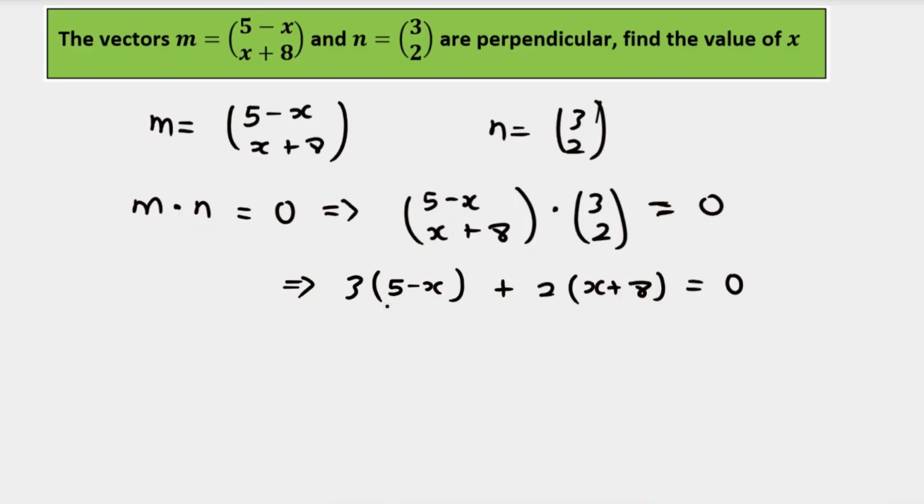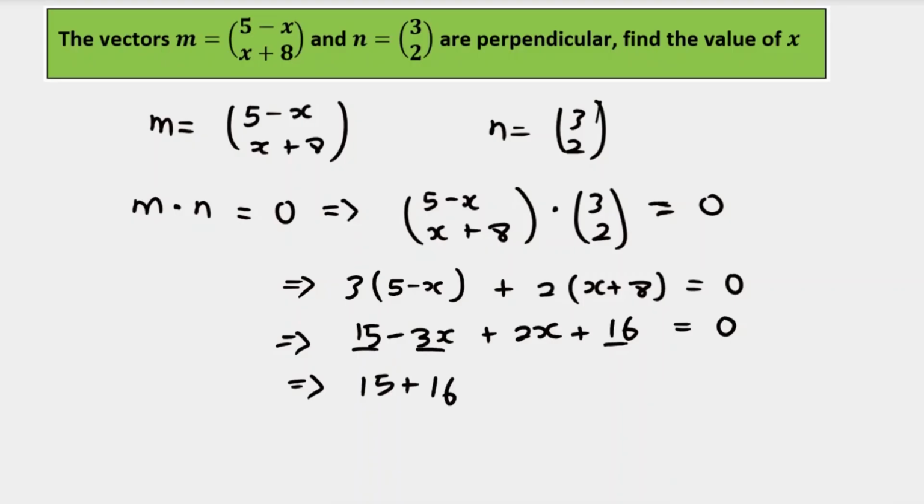So now 3 times 5, we're going to get 15, and 3 times negative x, we have negative 3x. Now 2 times x, we're going to get 2x, and 2 times 8, we have 16, equal to 0. You have to collect like terms. 15 and 16 are like terms, so they can be grouped. Negative 3x and 2x are also like terms.